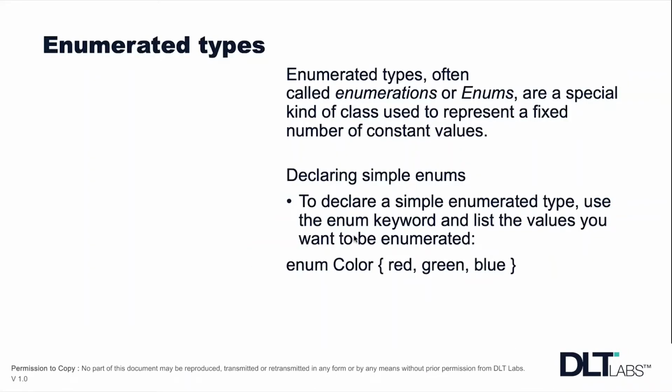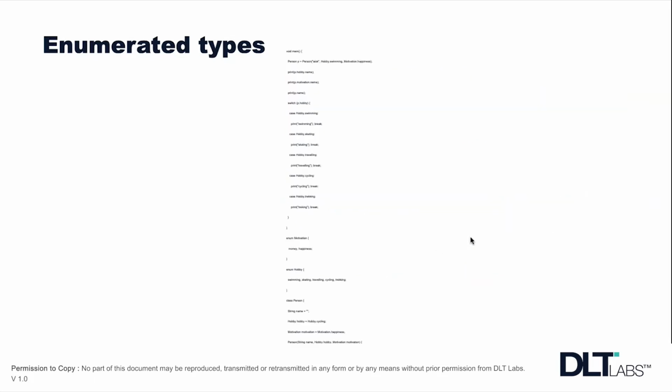Enumerated types, often called enumerations or enums, are a special kind of class used to represent a fixed number of constant values. Simple enums. To declare a simple enumerated type, use the enum keyword and list the values you want to enumerate. For example, enum Color: red, green, blue; enum Direction: east, west, north, south; enum NumberOfDays: Sunday, Monday, Tuesday, Wednesday, Thursday, Friday. So, a set of values. We have a code.